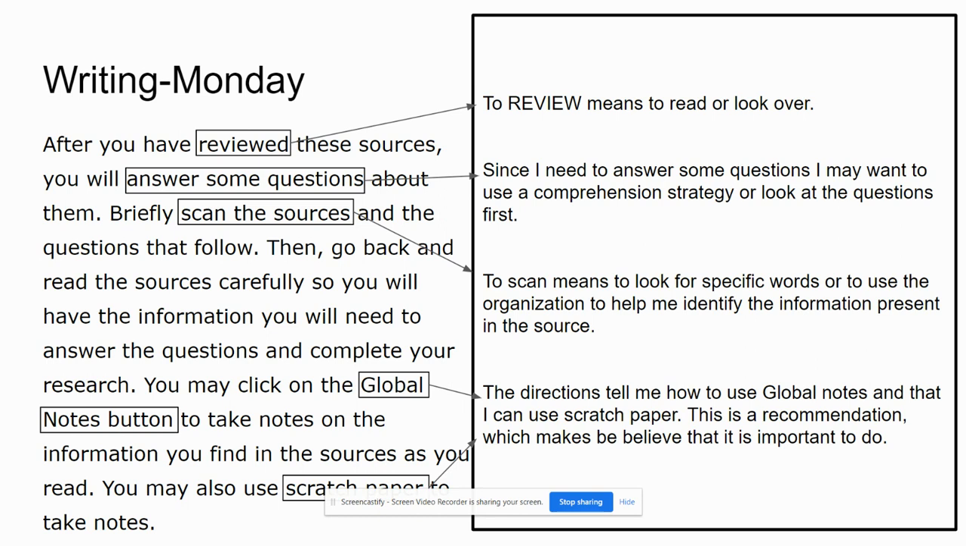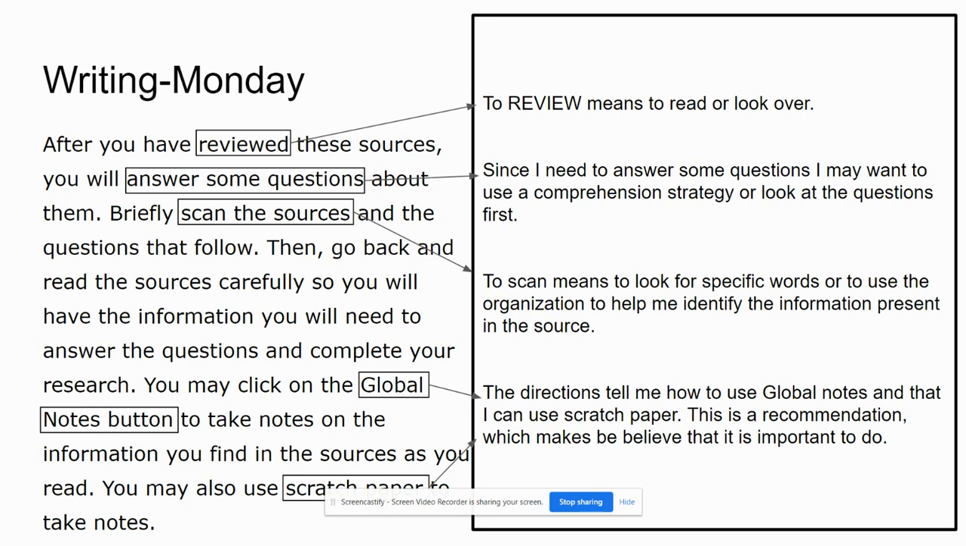So if I'm using a comprehension strategy, I'm digesting the information very thoroughly, such as identify key details or order of events, sequence of events. The other option is I can look at the questions first and see what information they're going to ask me questions about. And as I read, that information will be forefront in my mind and I will pinpoint information in the sources related to that question.